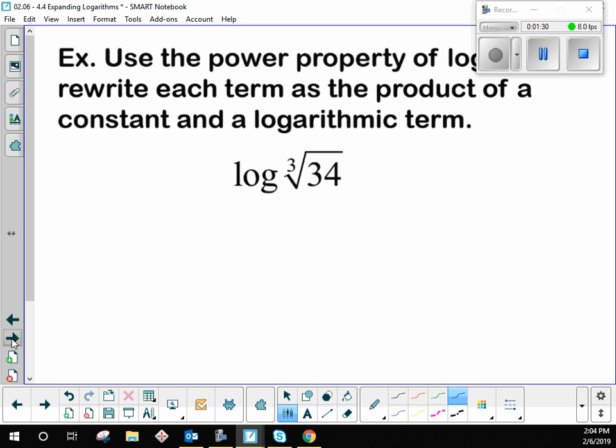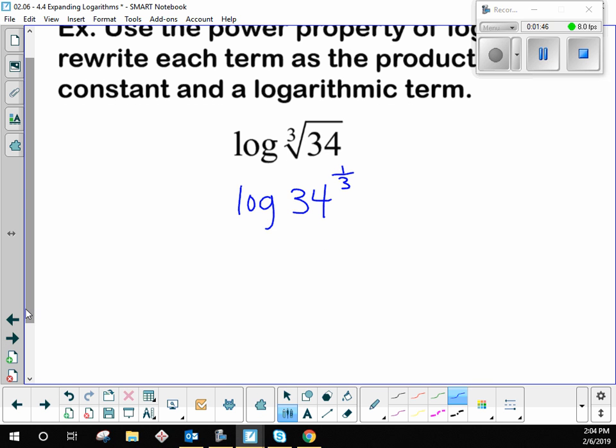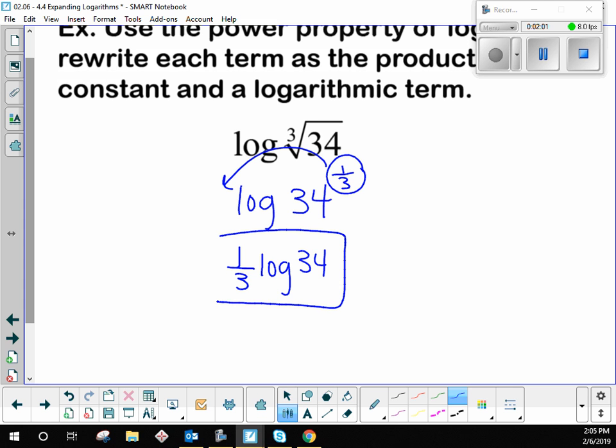What did I just talk to you about in the slide before? How can we rewrite this root? As a fraction, right? So this would be log of 34 to the what? 1/3. But it's still not a constant times a log. What am I going to do with that power? Move it to the front. So these are equivalent expressions. And these skills we're working on these days, we're about to use when we solve equations over the next several days. So we're just practicing them now. So 1/3 log of 34. Done. That's done. Does anybody need this up anymore?